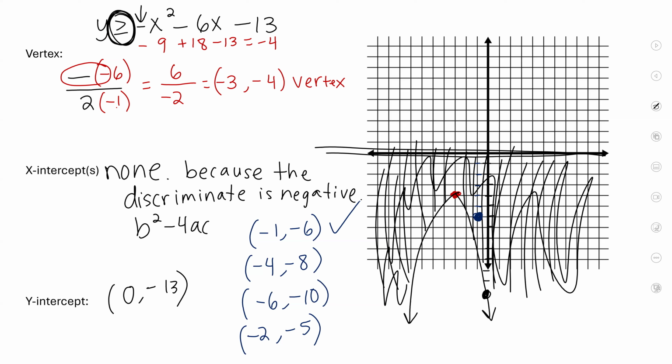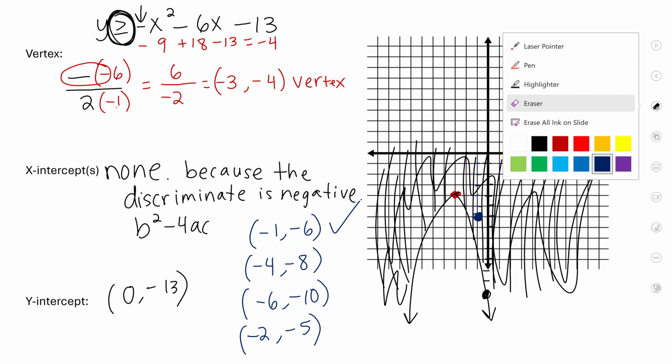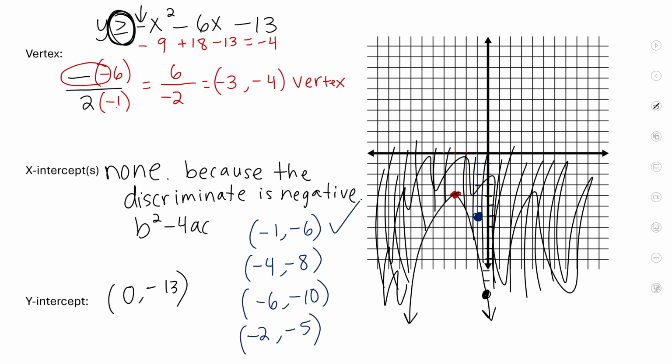-4, -8. Let's see. 1, 2, 3, 4, -8. 1, 2, 3, 4, 5, 6, 7, 8. Right there. Is that a solution? No, it's not in the shaded area. -6, -10. 1, 2, 3, 4, 5, 6. 1, 2, 3, 4, 5, 6, 7, 8. Is that a solution? Nope, it doesn't look like it. I might have drawn it bad, but I don't think it is.